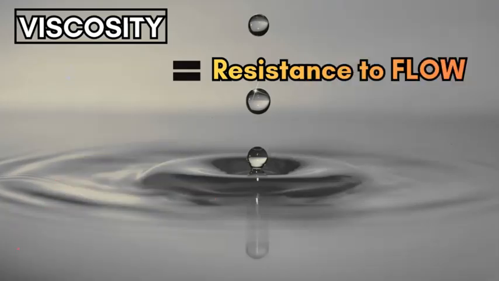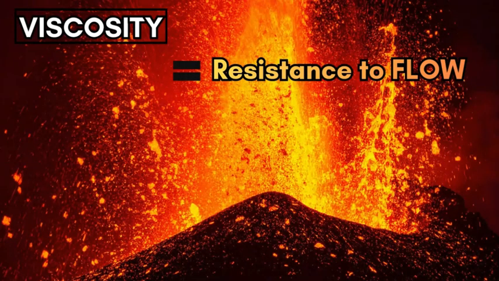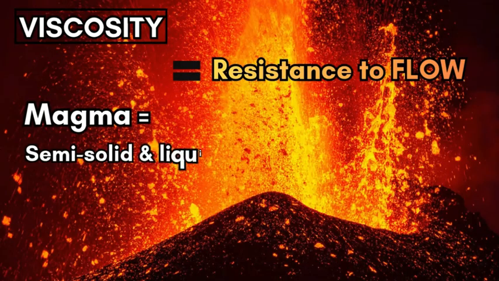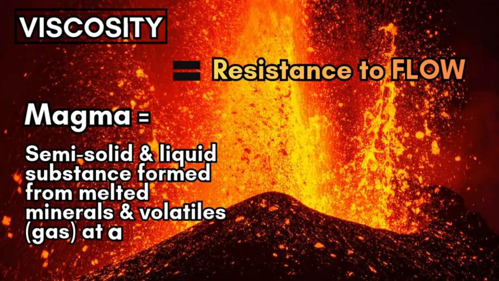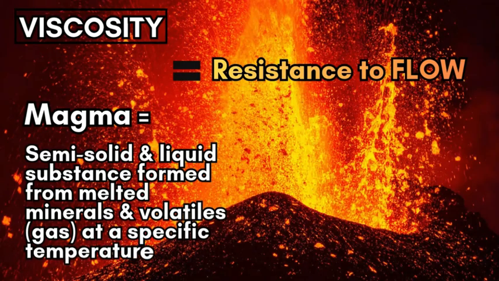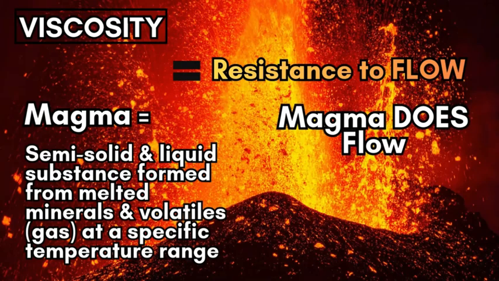Now, how do we link this and relate this viscosity to magma? Well, first, magma is a semi-solid liquid substance. It may have solid minerals inside the magma, its composition based on the temperature and the melting point of a specific mineral. But generally, this magmatic material or substance is a liquid and it does flow.